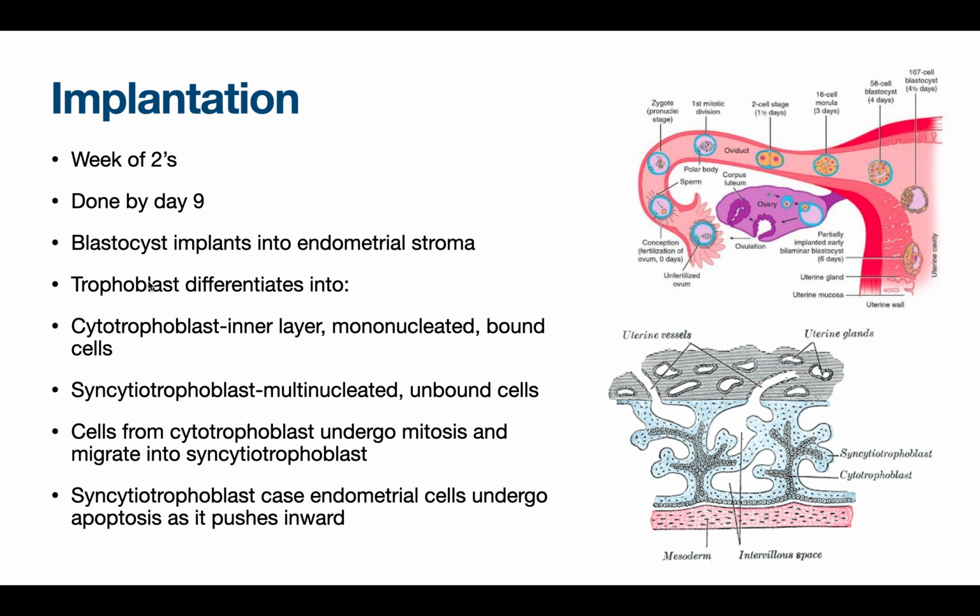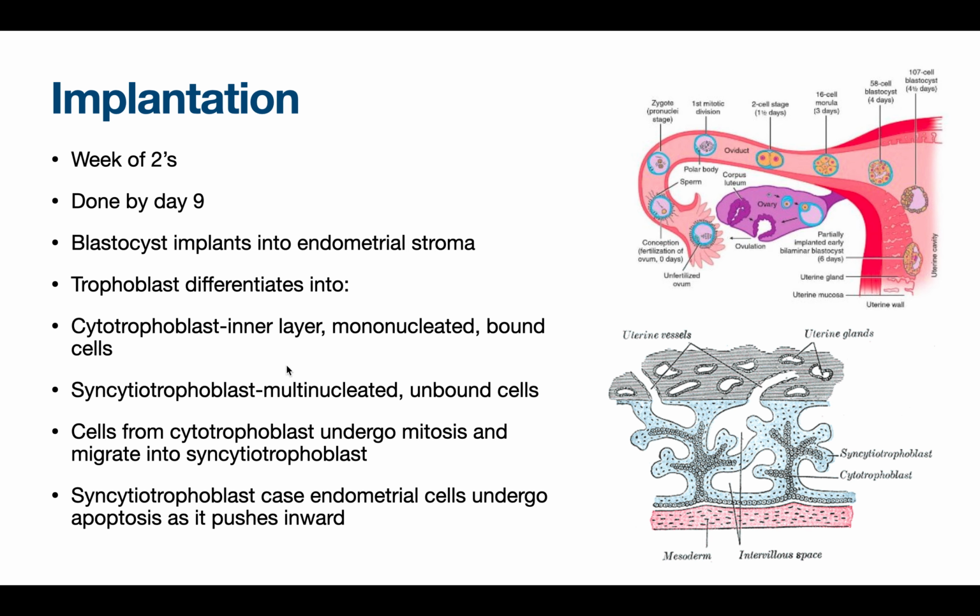And the trophoblast, a layer of the blastocyst, will develop into the cytotrophoblast, which is the inner layer. It is mononucleated and they have distinct boundaries. So these are bound cells. And on the outer layer is the syncytiotrophoblast. It's multinucleated and they are unbound. So the cells lose their boundaries and kind of merge into one general layer of tissue.